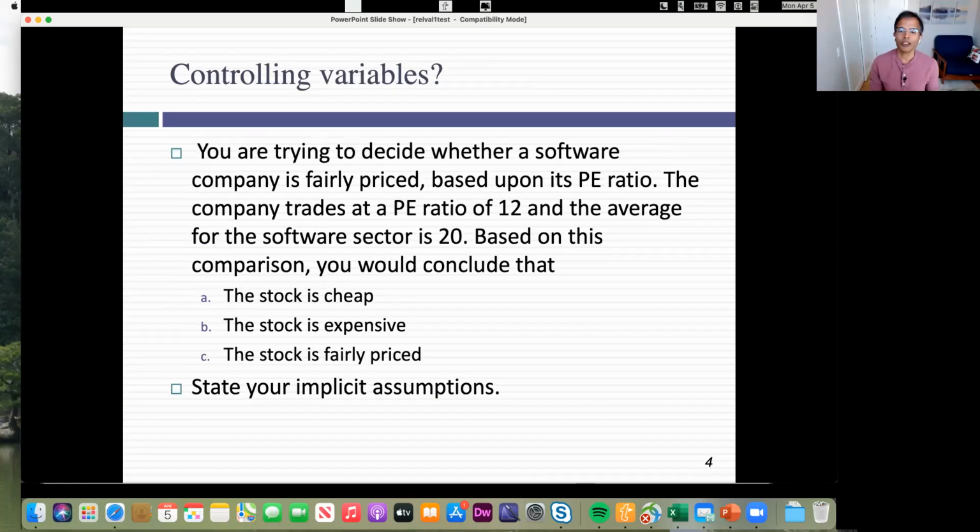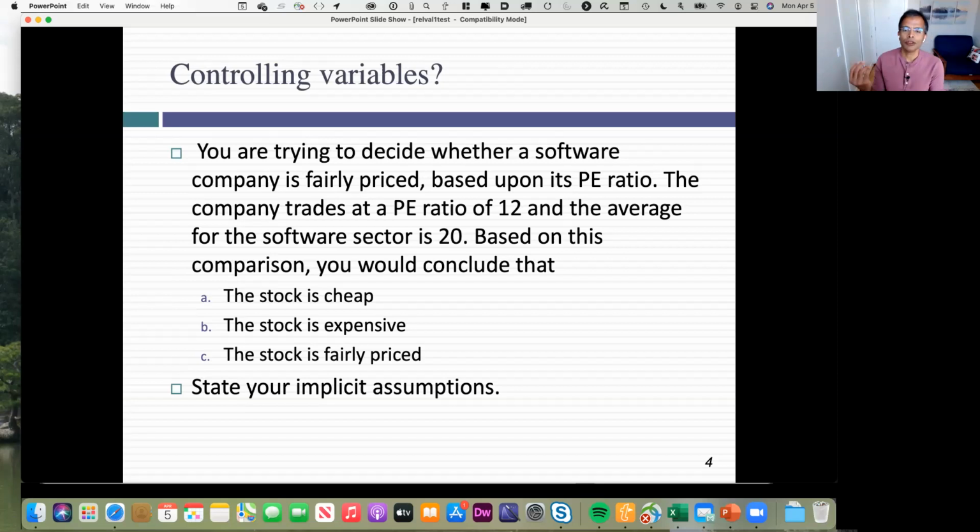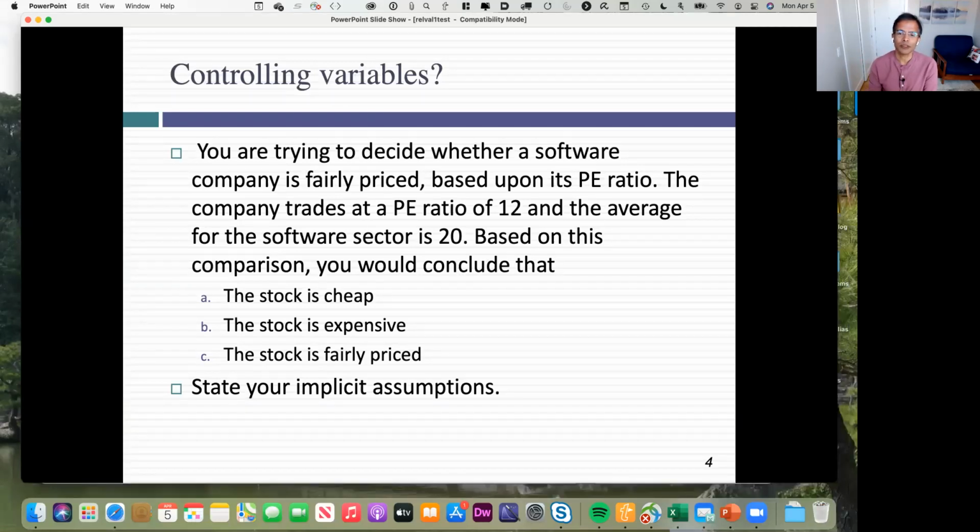I've computed the PE ratio for a software company, it's 12. I've computed the average for the sector, it's 20. And I tell you this stock is cheap. Kind of talked about this. What am I assuming about these other companies? They're just like my company. In what? Every fundamental, cash flows, growth, and risk. That's what I mean about implicit assumptions. That might be true, that might not be true, but the only way to check is to look at the numbers.